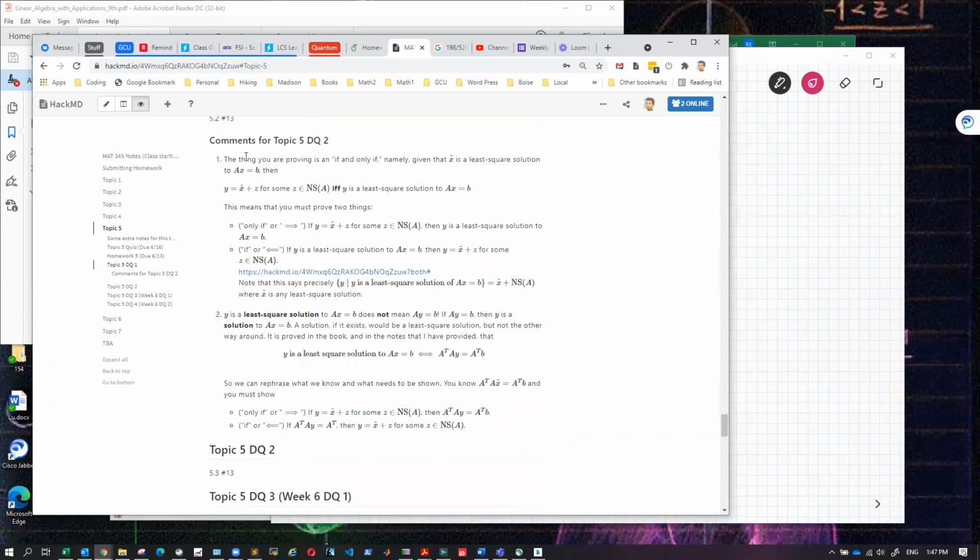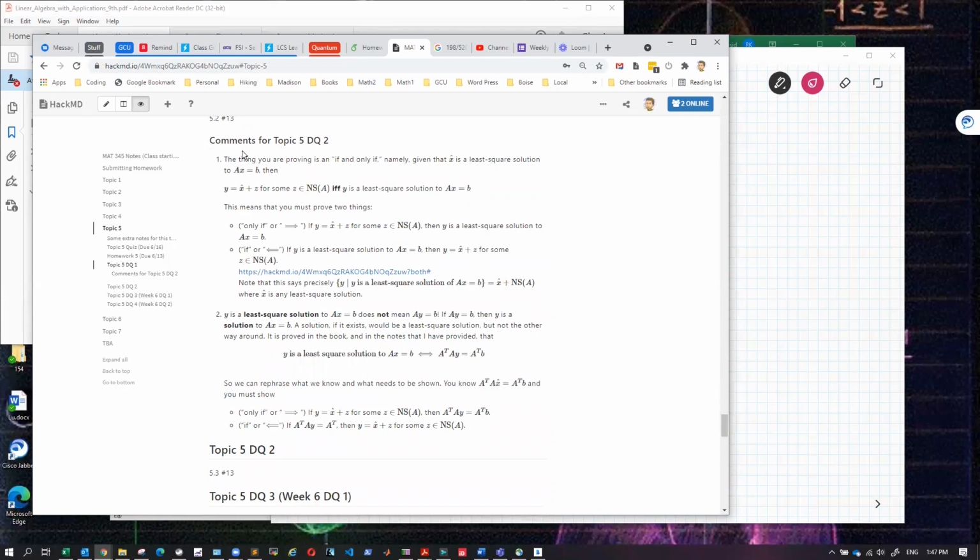The first comment is something that probably should have been said earlier in the course, because one of the things that's new to you guys is just writing down proofs, right? So let's look at these kind of separately. The second one is sort of specifically about least squares.